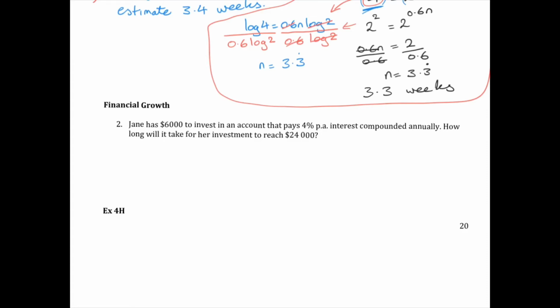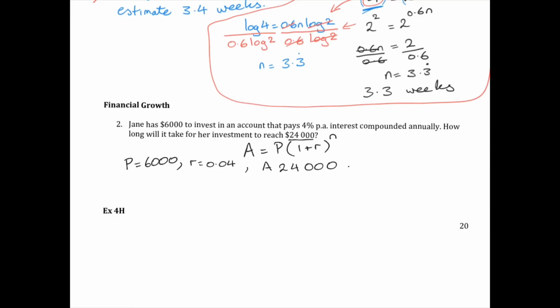Now, I just go back to the plain old compound interest formula that you've used since year 10, which is A equals P times 1 plus R to the N. So here, the principal is 6,000. The rate is 4%, or better as a decimal, 0.04. The interest is compounded annually, so I don't have to adjust anything. Everything is already in years. And the A is 24,000.